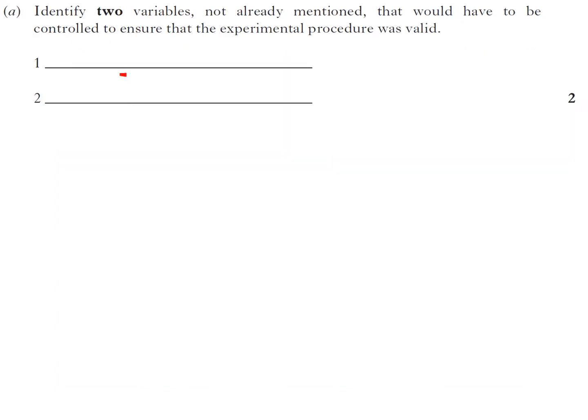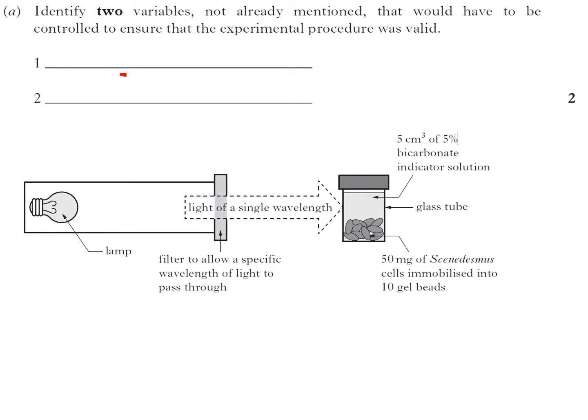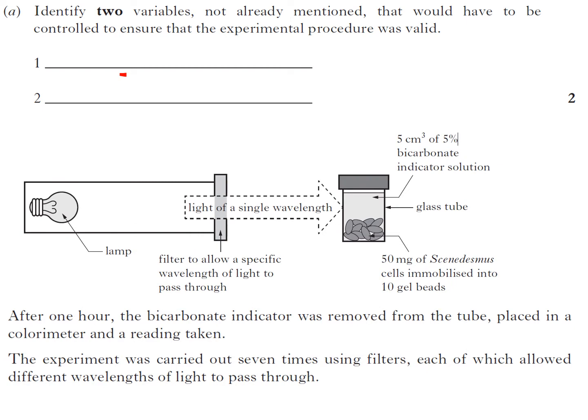Okay, so identify 2 variables not already mentioned that would have to be controlled to ensure that it was valid. Okay, so here is our data about the experiment, so let's look for things that we could talk about. You've not really got a lot of space left to talk about the bicarbonate indicator because you've got 5 cm³ of 5%. That's pretty clear cut. The glass tube, you could talk about that. You want this to be exactly the same thickness of glass. You want it to be the same diameter so that you've got the same interaction between the bicarbonate indicator and the cells. You could talk about that one.